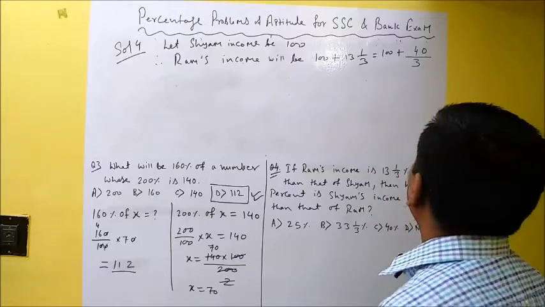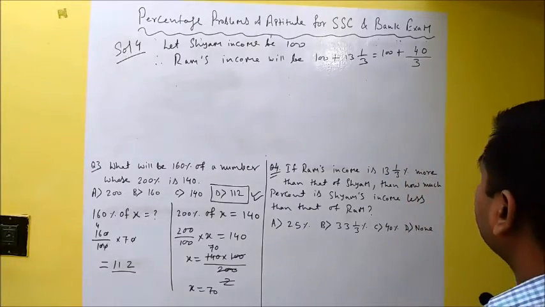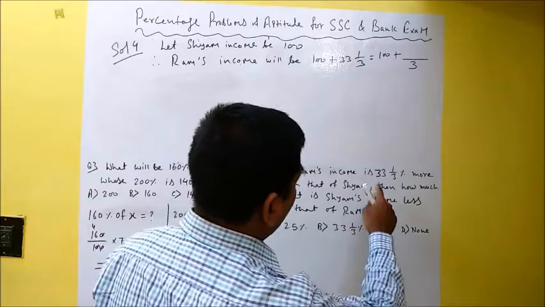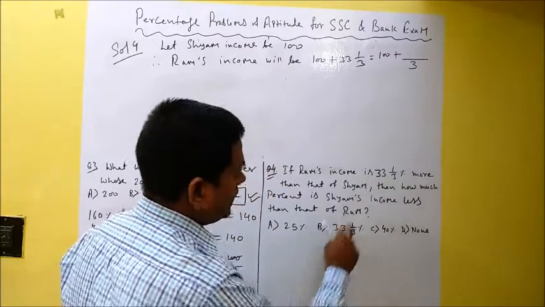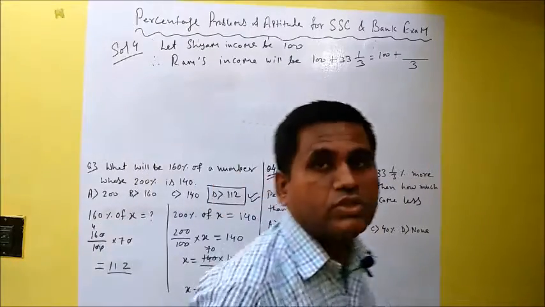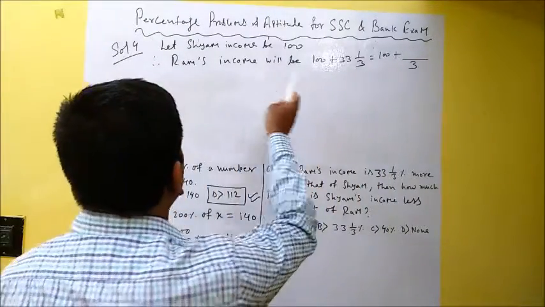And by 3, 40 by 3. Sorry, there was just a typo, a writing error. Instead of 33, I wrote 13 here. This should be the same: 33 and 1 by 3. 33 and 1 by 3. So now let us solve this problem.